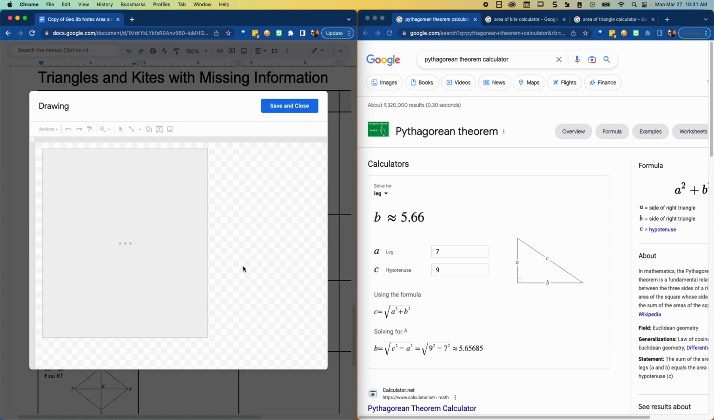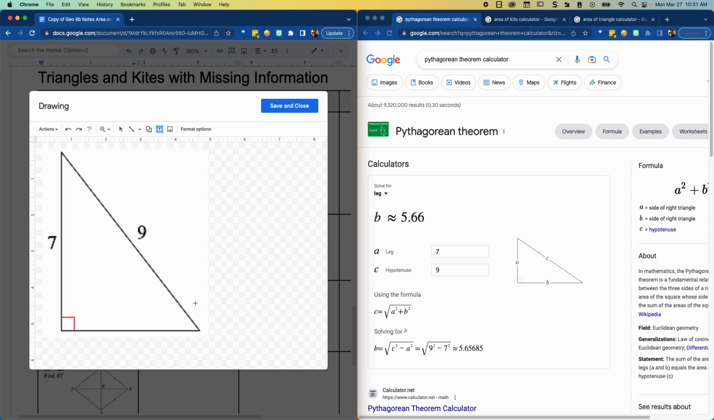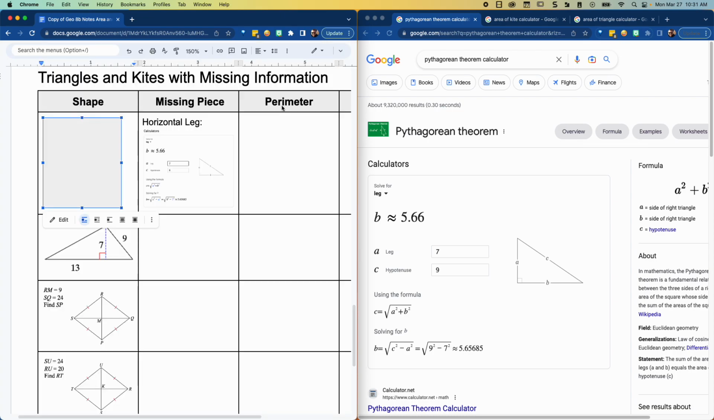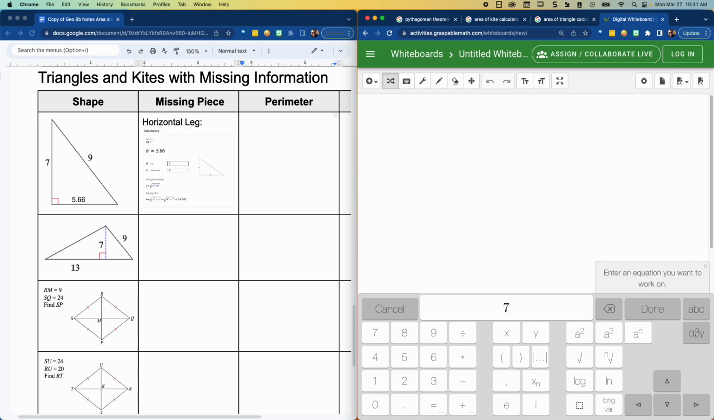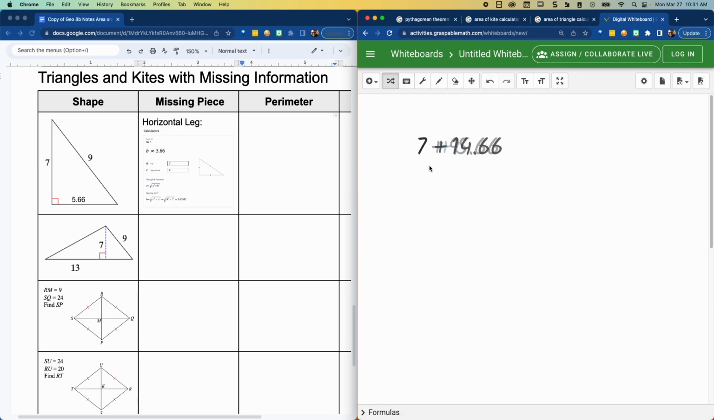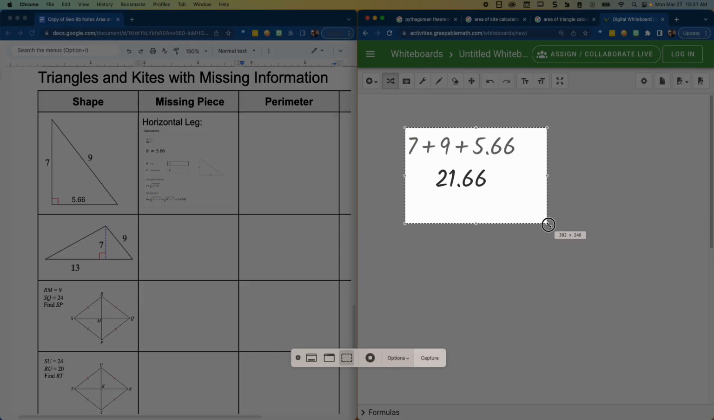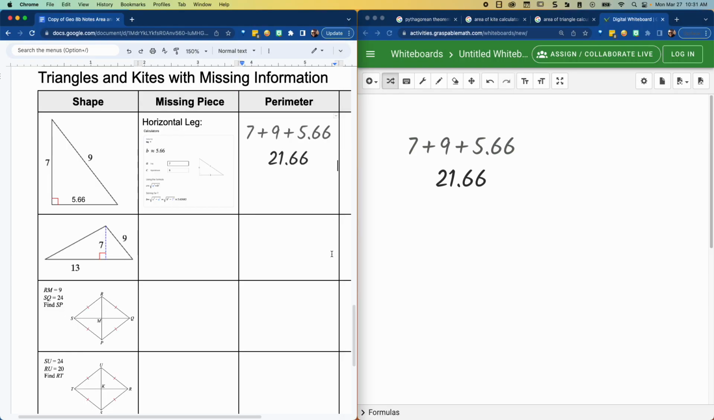I'm also going to edit this picture, adding in the information that we have. So this bottom piece down here is 5.66. Again, I'll make that a little bit bigger in my text, just so it shows up more easily in the drawing. Now the perimeter is just the sum of those things. If I want to use math.new as a basic calculator, I could say 7 plus 9 plus 5.66, and that gives me a total of 21.66. There's my perimeter calculation. It's that easy. So I'll capture that and put it in for my perimeter.